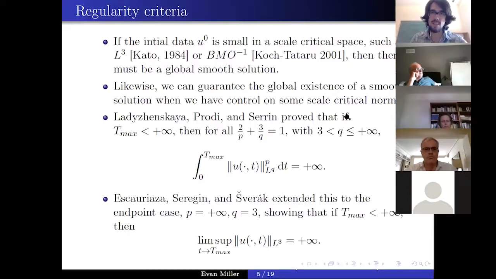Likewise, we can guarantee the global existence of a smooth solution if we have control on some scale critical norm. Ladyzhenskaya, Prodi, and Serrin proved in a series of separate papers that if T_max is less than plus infinity, where T_max is the maximal time of existence for a smooth solution, so if there's finite time blowup at some time T_max, then for all 2/p plus 3/q equals 1, with q between 3 and infinity, including infinity but not including 3, the L^p in time, L^q in space norm has to be infinite. That is, if we have a bound on the L^p in time, L^q in space norm, then we can say that the solution can be extended to a greater time.